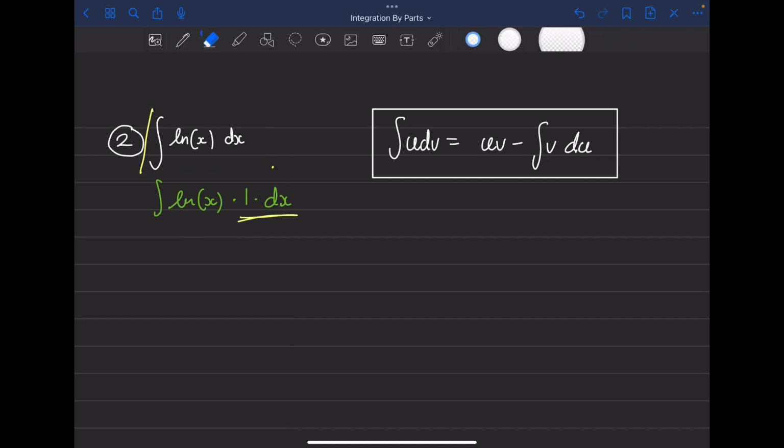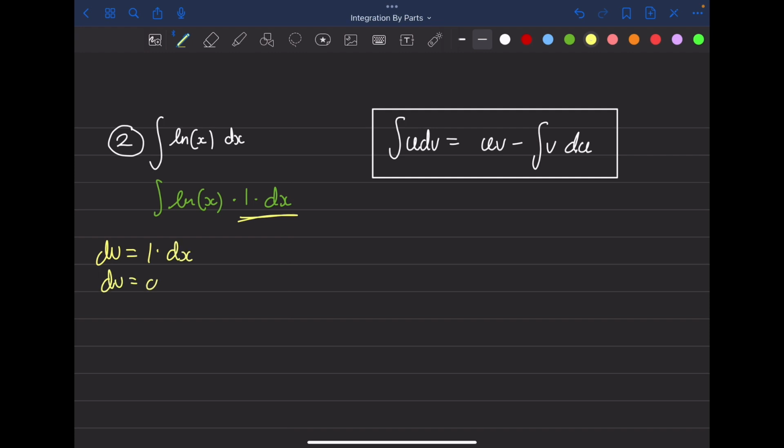This is our dv. Okay, so I'm going to write this down here. So dv is going to be 1 multiplied by dx, and then 1 multiplied by dx is dx, so dv is equal to dx. And then for the second one, for u, I'm going to say that that is ln x, so u is equal to ln x. Okay, so now we finished our first step of declaring u and dv.